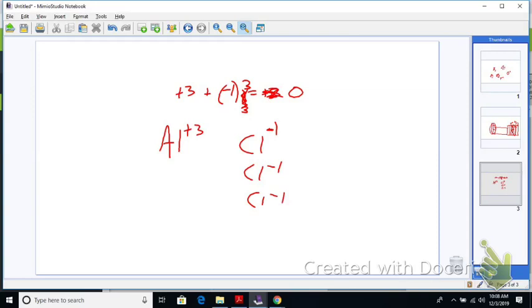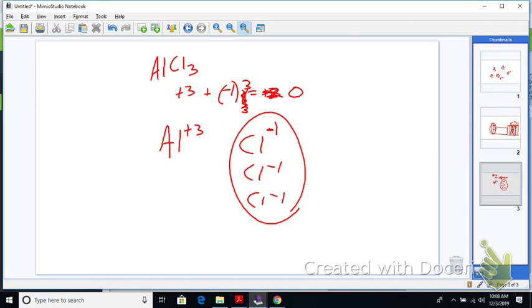3 take away 1 is 2. 2 take away 1 is 1. 1 take away 1 is 0. Okay, that's all you're doing. So these all add up to 3, which matches that, and so our formula should be AlCl3. Any questions on that? That's all you do.